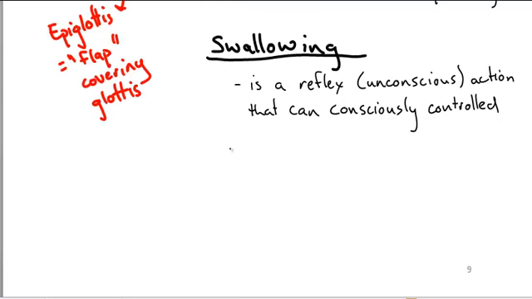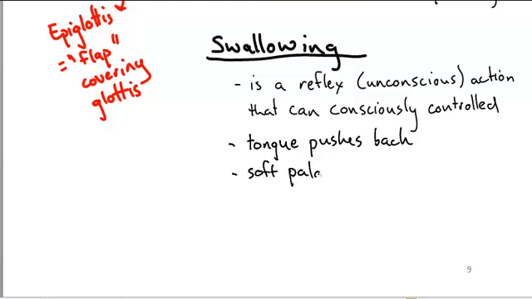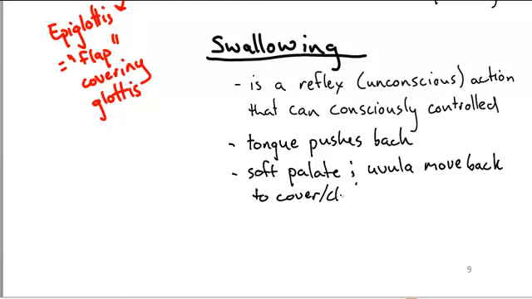And in order to swallow, the tongue pushes back, and the soft palate and uvula move back to cover or close off the nasal cavity so the food doesn't go up that way.